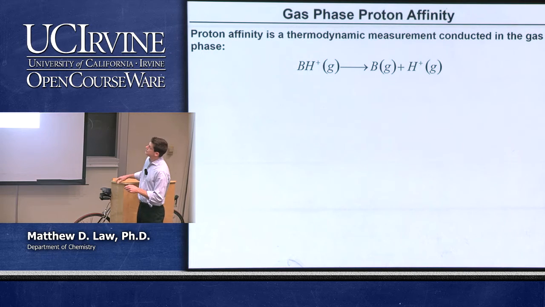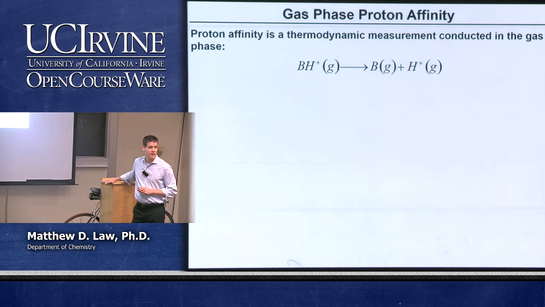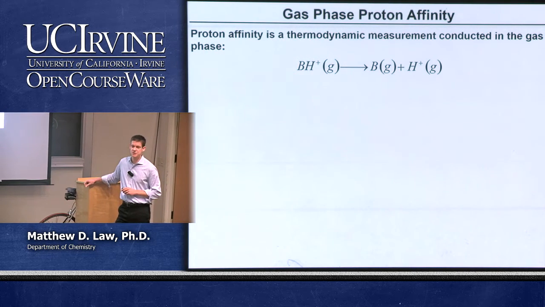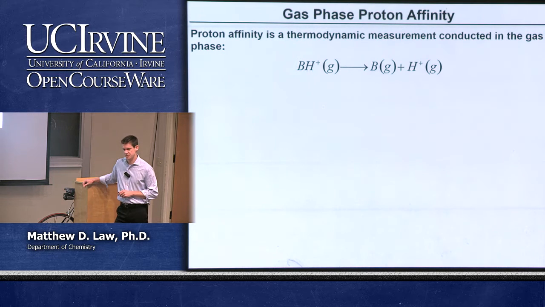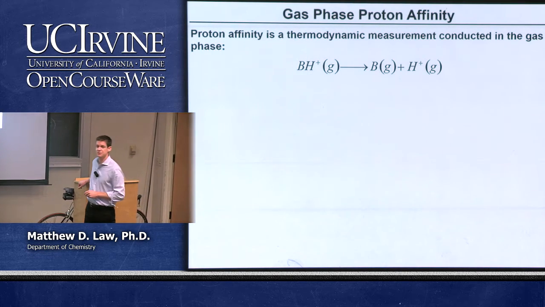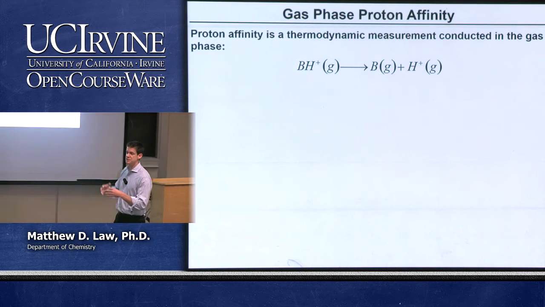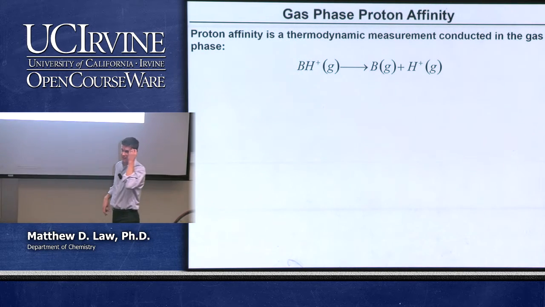In order to do this, you can see that you're breaking a bond. So in all cases, the proton affinity is a positive value for delta H, because we've got to add energy in to break that bond. The nice thing about doing it this way, and the reason this has been done for thousands of different compounds, is because we avoid solvation effects, because it's all in the gas phase.